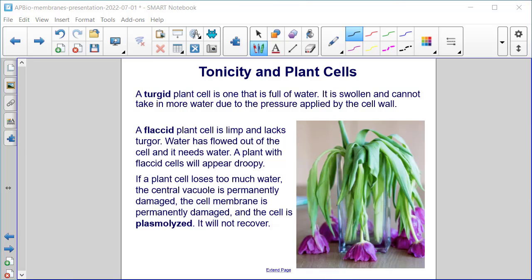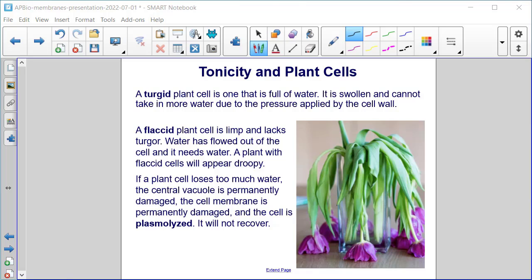A turgid plant cell is one that is full of water. It is swollen and cannot take in more water due to the pressure applied by the cell wall. A flaccid plant cell is limp and lacks turgor. Water has flowed out of the cell and it needs water. A plant with flaccid cells will appear droopy.